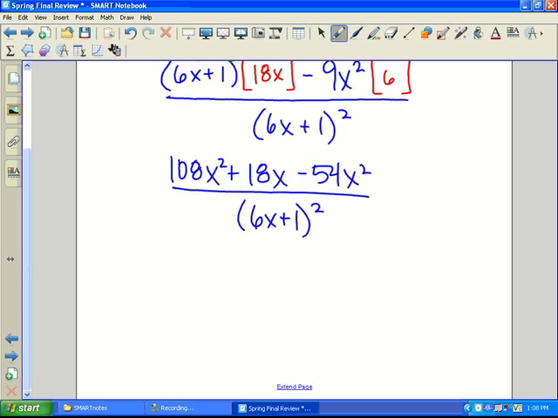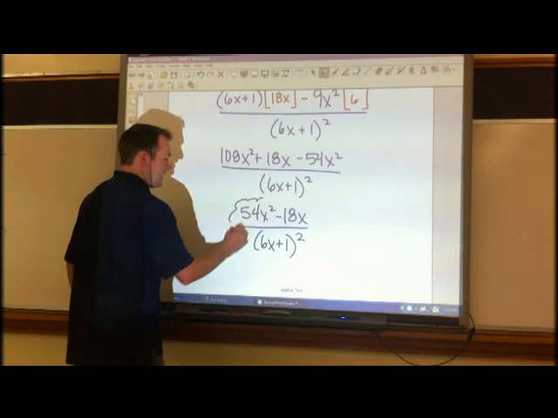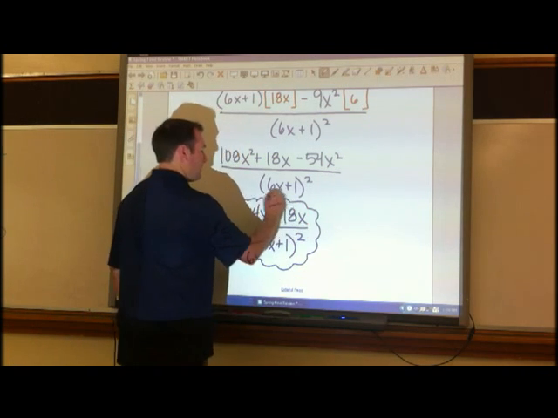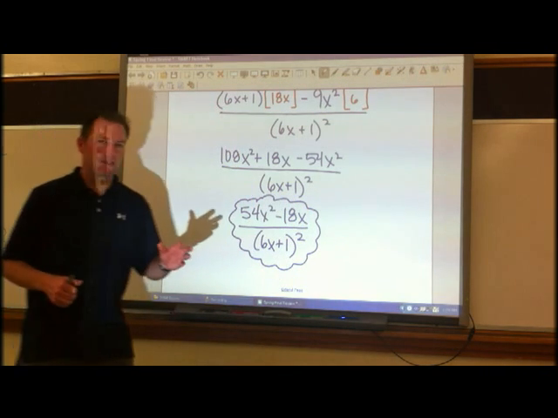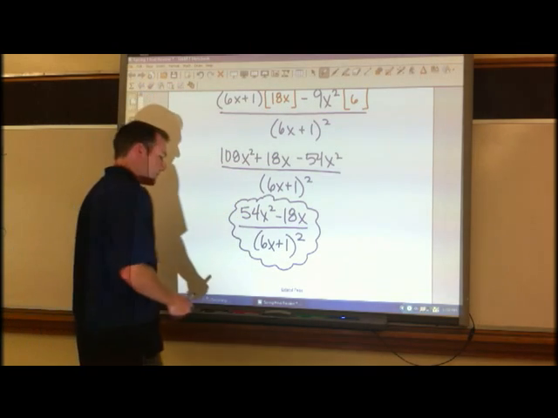Well, I can simplify these two and just get 54x squared minus 18x all over 6x plus 1 squared. So we'll call this an answer. So you've done the problem correctly, you got this answer. If you're taking a test from me, you would have it right. The final, though, is a multiple choice test.